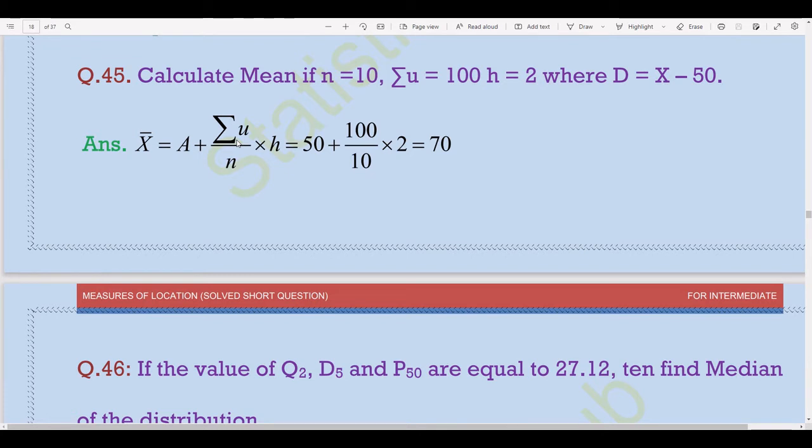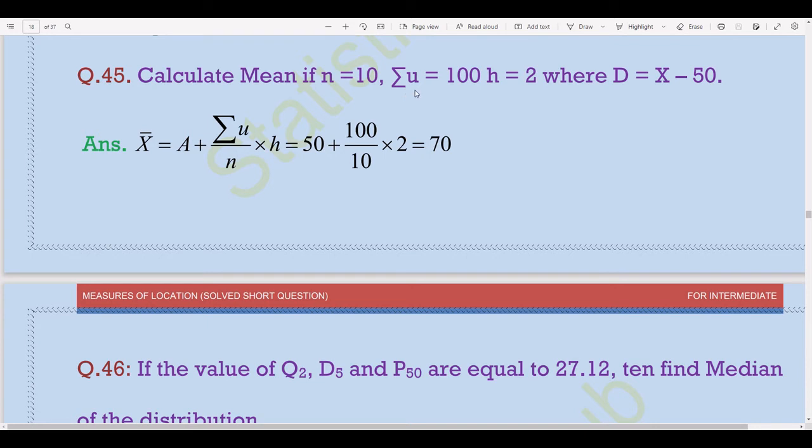Calculate mean. If n is equal to 10, sum of u is equal to 100, h is equal to 2, where d is equal to x minus 50. As you know, here is u. When u appears, it is the sign of the coding method. The data is clear, there is no f, which means data is ungrouped. So coding method for ungrouped data: x bar is equal to a plus sum of u over n multiplied by h.